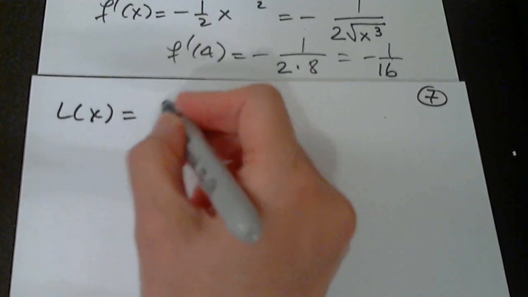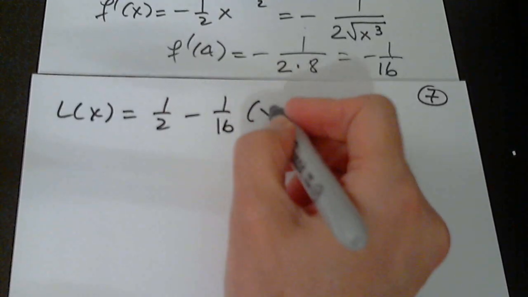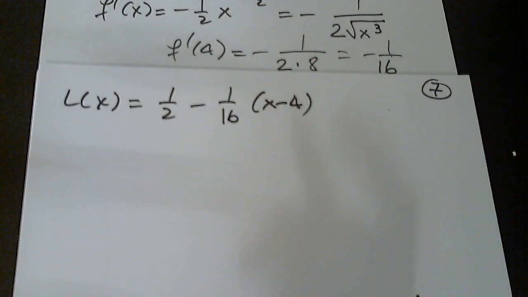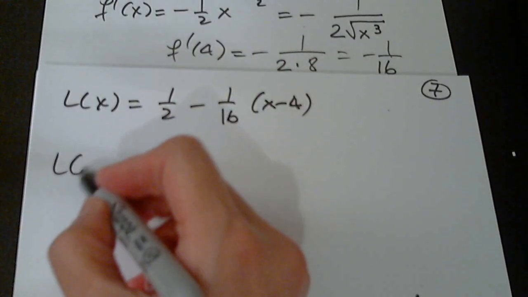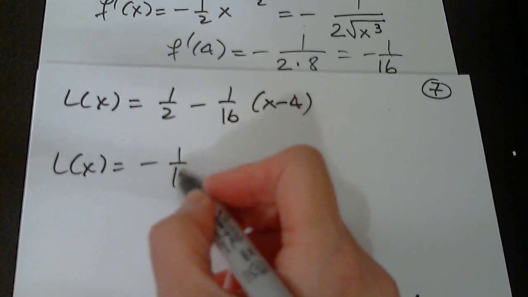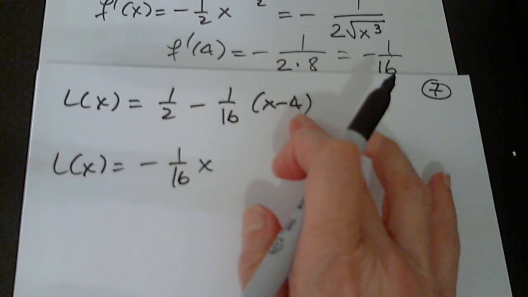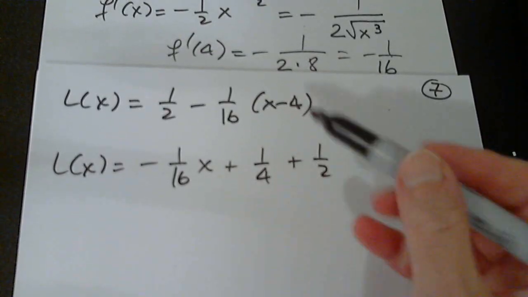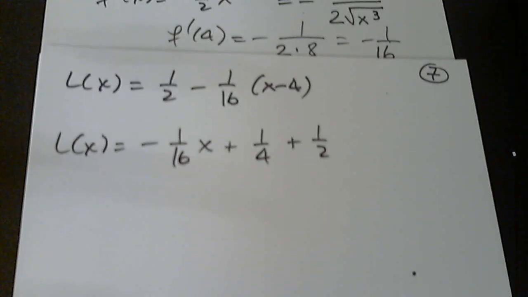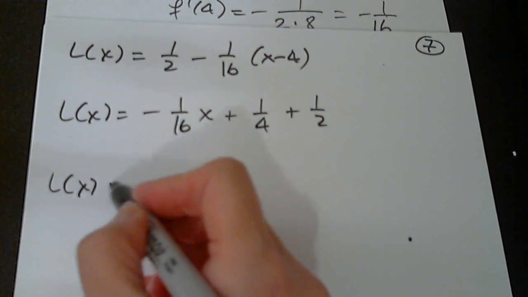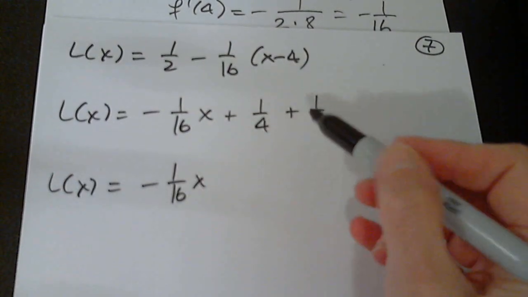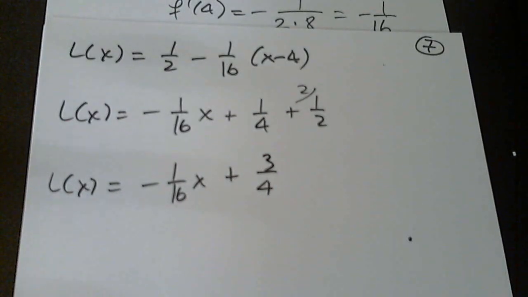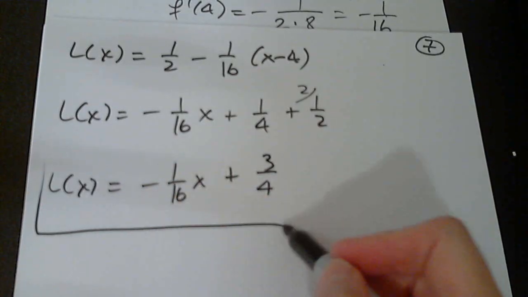So then the linearization, L of x equals 1/2 minus 1 over 16 times x minus 4. Yes, I have to simplify. I have to combine like terms, etc. So this is negative 1 over 16 x. When I multiply 4 over 16, I get 1/4, plus 1/2. This is positive and this is positive. So then L of x is negative 1 over 16 x, plus 3/4. And this is it. And this is part A.